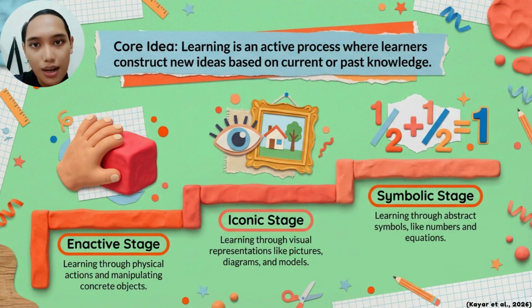This is the highest level, where pupils work with abstract symbols such as numbers and mathematical equations. For example, the equation 1/2 + 1/2 = 1 shows that pupils are now able to use mathematical language without relying on physical objects or pictures. To conclude this slide, by following this enactive, iconic, and symbolic flow, we ensure that every pupil experiences a smooth cognitive transition. This approach reduces confusion and builds strong conceptual understanding, especially for young learners learning fractions. That is how Bruner's three stages of representation guide our lesson design.